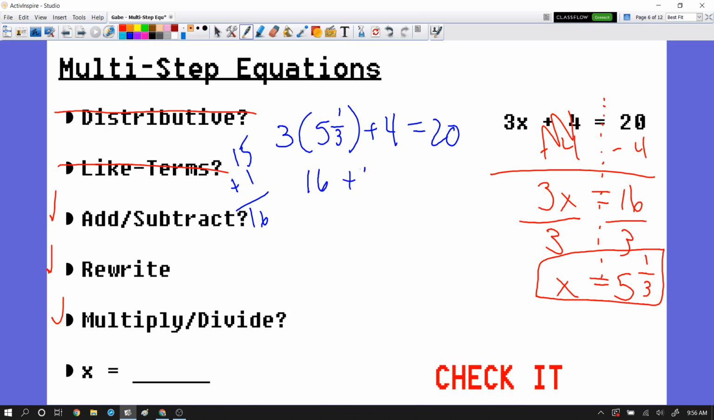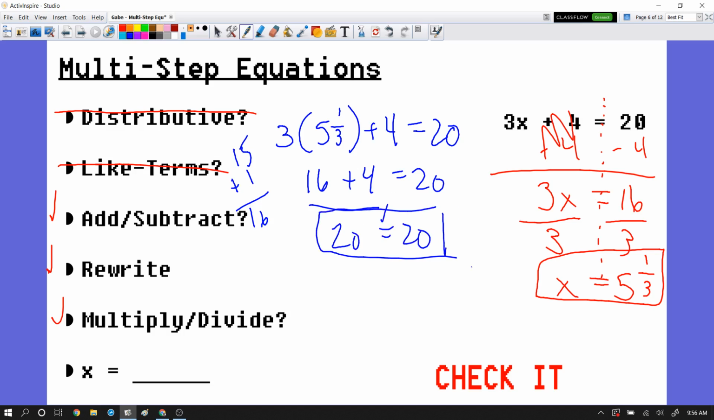I will break that down more after we verify that this is correct. 16 plus 4 is 20. Proof that we're correct. All right, now what the heck with the 3 times the 5 and 1/3?